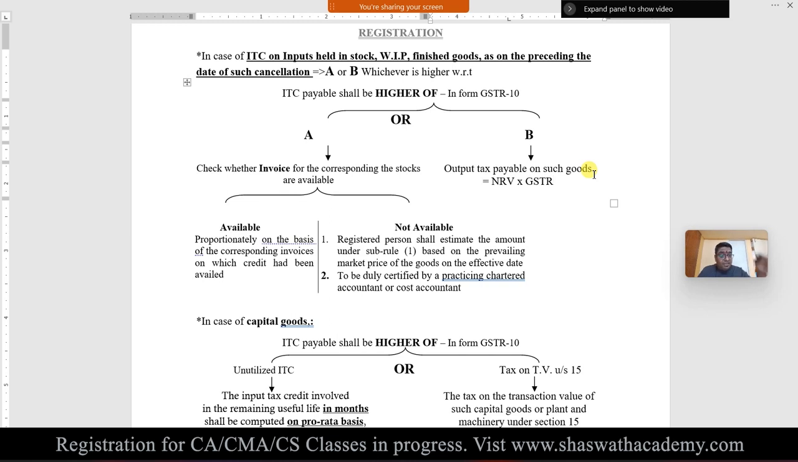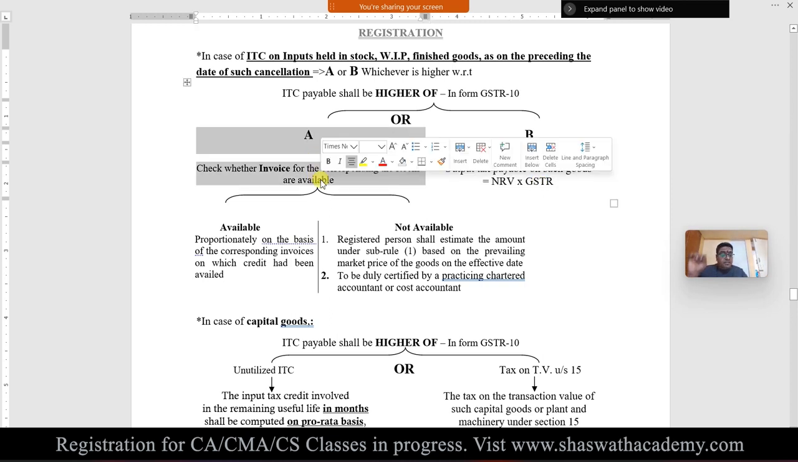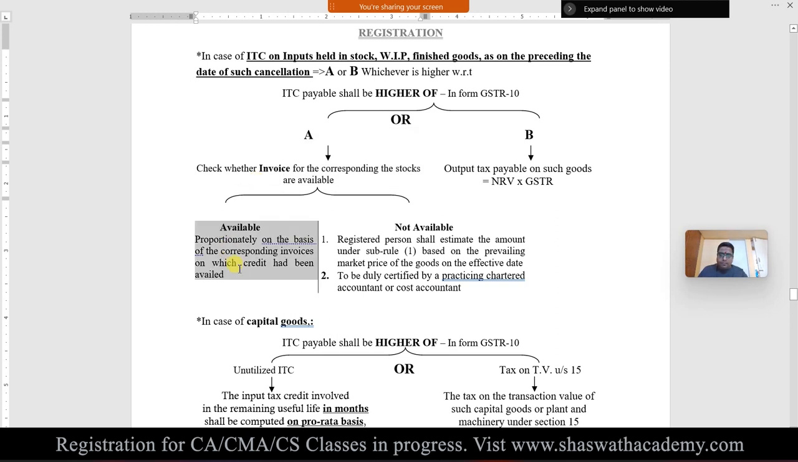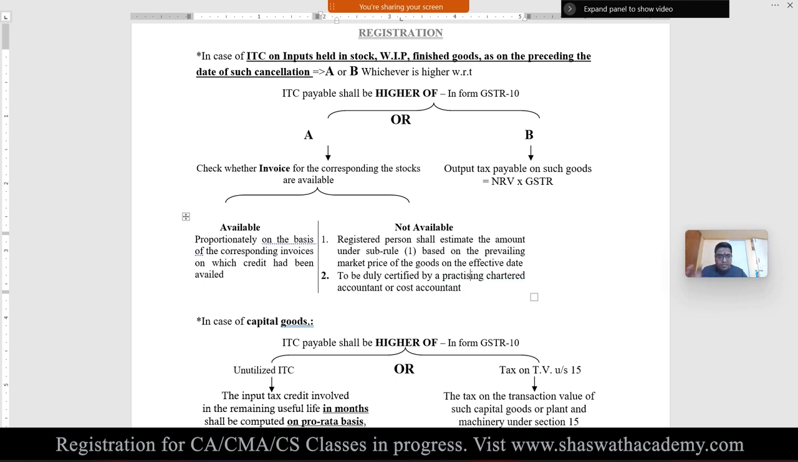Guys, are you all with me? This will be given in the question itself. They will say the product, if at all this product is sold, it would have been sold for 5 lakh. Okay, sir, what is the other comparative figure? Comparative figure is based on whether invoice is available or not. If invoice is available, proportionate basis to the invoice. If invoice is not available, registered person has to estimate, and that has to be certified by a practicing chartered accountant. I am currently now, in future, you guys also will certify the same. This is in case of inputs held in stock, finished goods, and then WIP.